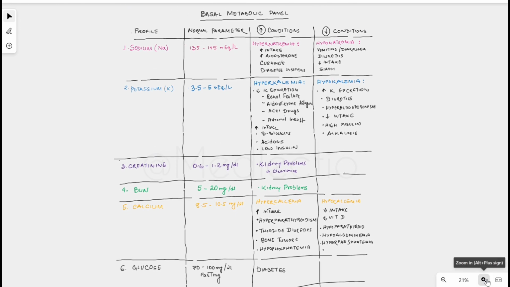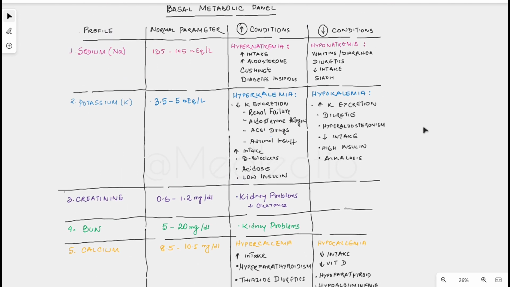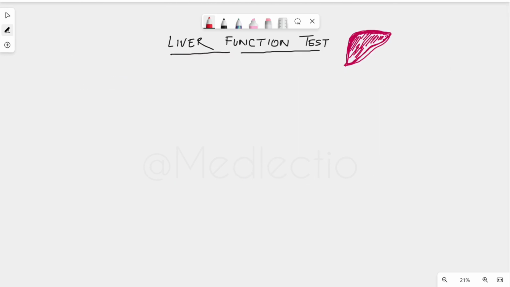So next one is our liver function test, our detoxifier, and we need to know what happens when there are some enzyme irregularities in our body. So first one is AST, aspartate aminotransferase.